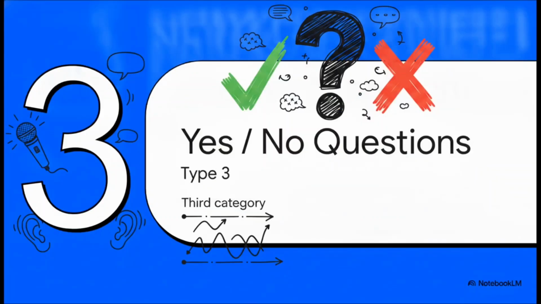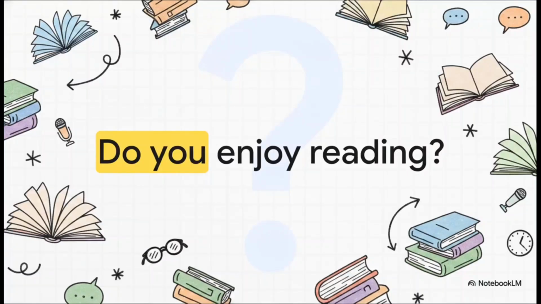All right, let's move to our third category, which seems incredibly simple on the surface, but is actually a massive missed opportunity for many test takers. Type 3, yes/no questions. The prompt is super straightforward. Do you enjoy reading? But here's the thing. The examiner isn't just looking for a factual yes or no. They are setting a stage for you. How you handle the immediate follow-up to your yes or no is exactly what determines your score.